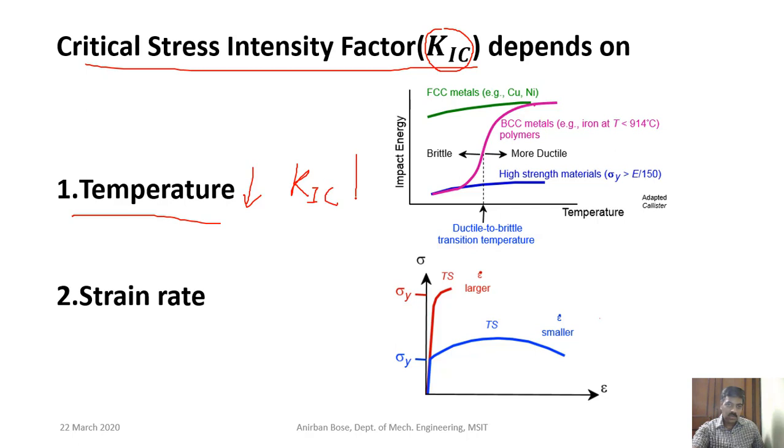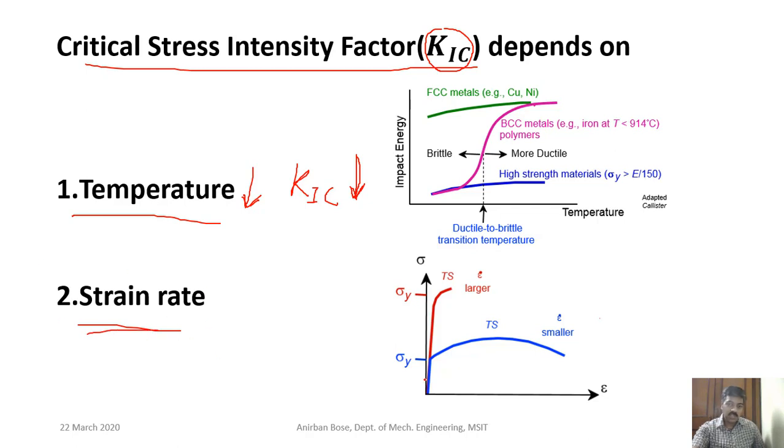So if temperature decreases, then K1C also decreases, because the reason is very simple: if the temperature decreases, then the material becomes more and more brittle. You know that at very low temperature, if the material is cold, it will become more and more brittle, and then the fracture toughness critical value also decreases. That means at a lower value there is a chance that the crack can propagate. K1C also depends on the strain rate. Fracture toughness also depends on the strain rate.